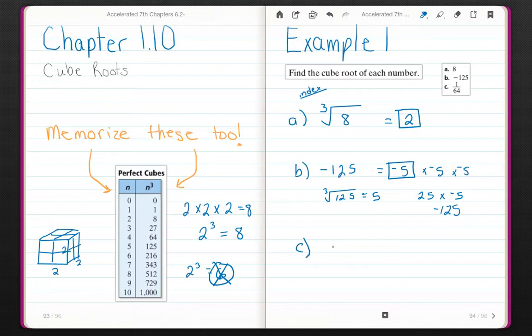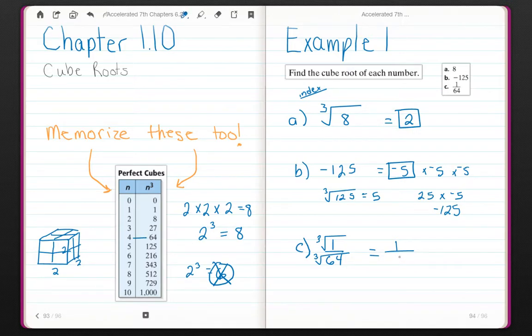All right, and C, the cube root of 1/64. Well, I'm going to take the cube root of the numerator, and I want the cube root of the denominator separately. Well, the cube root of 1 is always 1. The cube root of 64, if I come over here to my chart, is 4. So 1/4 is the cube root of 1/64. All right, let's take a look at example 2.